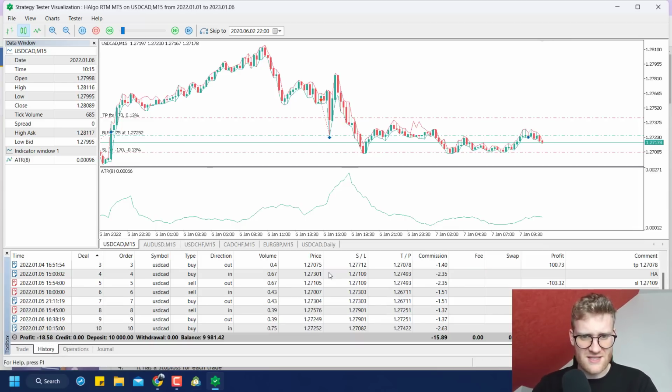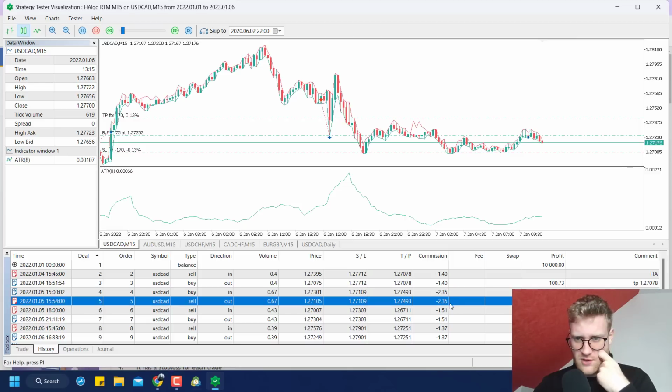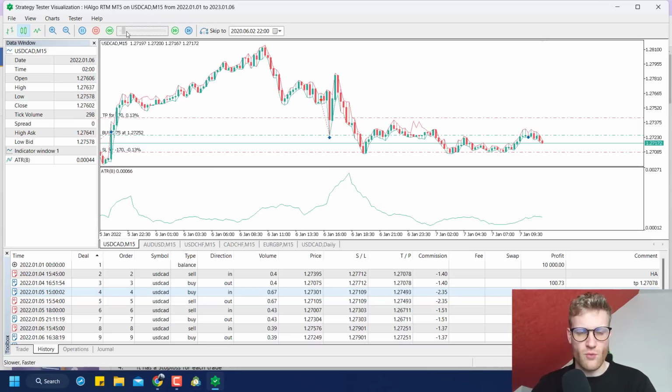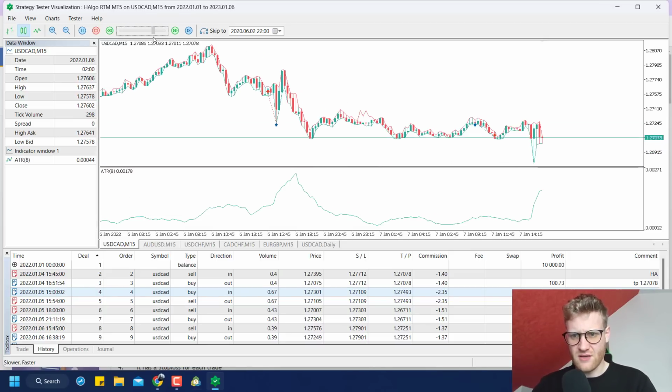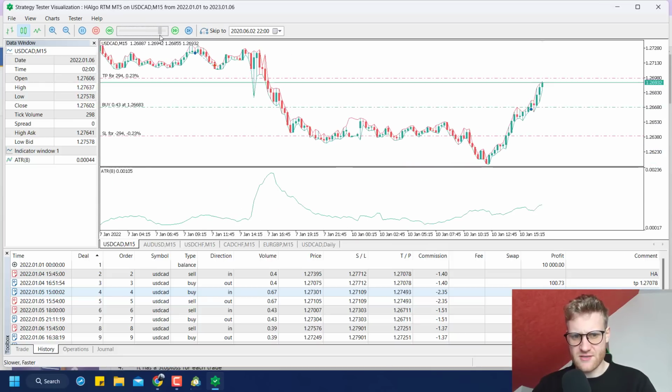So let's have a look at this. So the lot size seems to be different for the trades, which means that the profit will also be different. No, I think it's just the difference is just the distance for the TP and the SL. Yes, the distance is different. So this time we have 170 points. I think for the next trade will be a different amount of points.